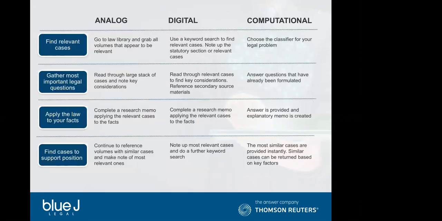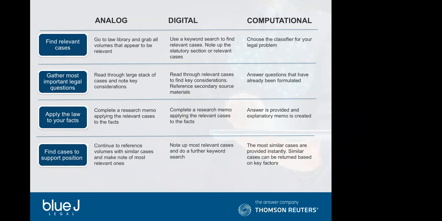Okay, so under the different frameworks, there are different things that you need to do, but the conventional legal research task is to try to find the like cases. So what are the cases that have come before that are similar to the case that your client is confronting, or the research problem that you're confronting? Traditionally, you'd have to go to the law library and try to grab all the volumes that appear to be relevant. In the digital world, you might start with a keyword search to find the relevant cases and then note up some relevant statutory section that you know about, or relevant cases that you may know from a textbook or something. In the computational framework, it turns it on its head to some extent.